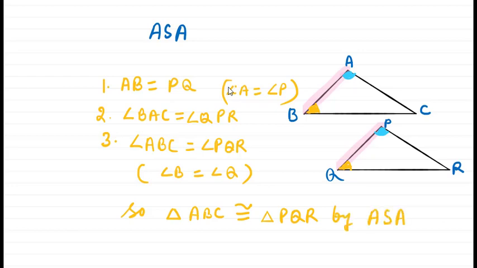So all these are three criteria, and whenever triangles are congruent by these three criteria, you know that all the corresponding parts will be equal, meaning all the corresponding angles will be equal and all the corresponding sides will also be equal.